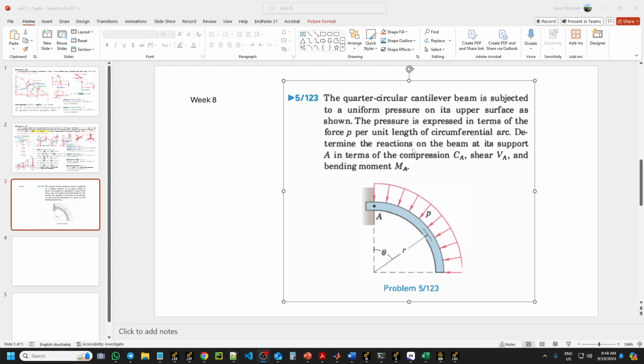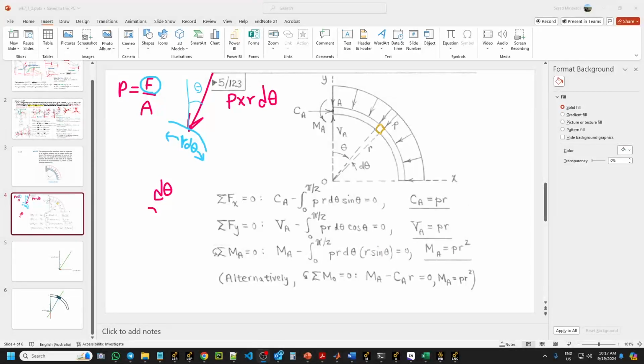Determine the reactions on the beam at its support A. So here we have just one support A, in terms of the compression CA, shear VA, and bending moment MA. So we have a moment MA and CA and VA. Okay, let us solve the question.